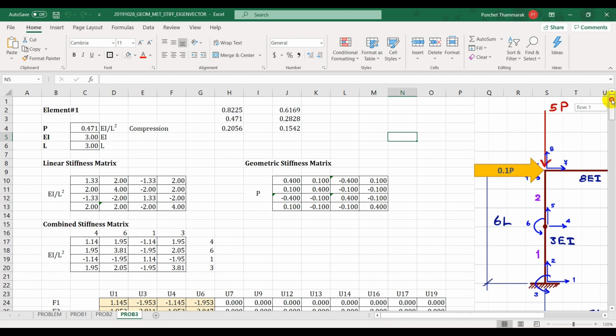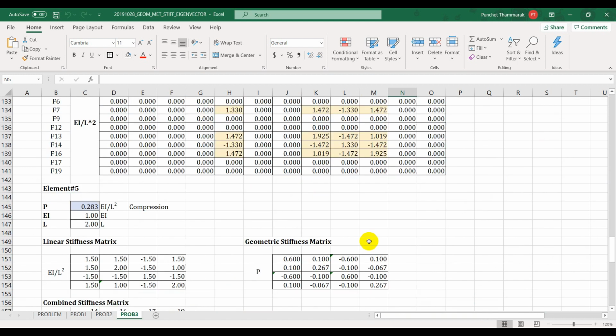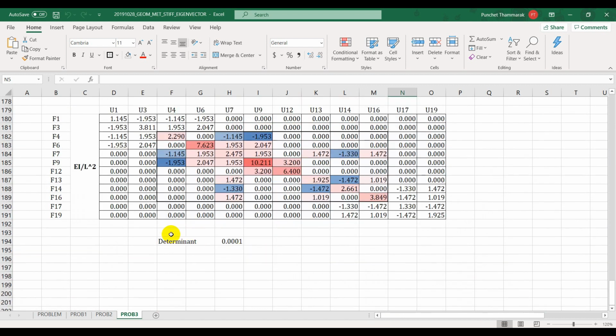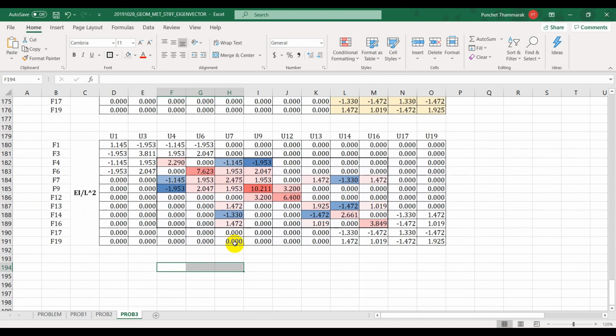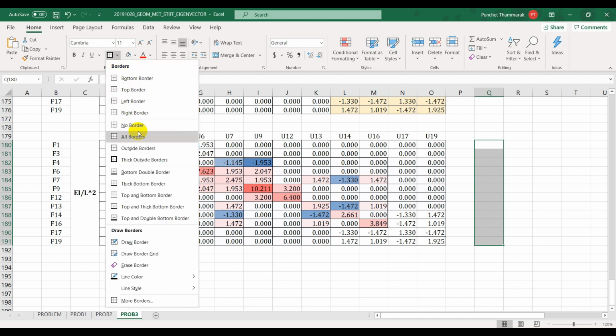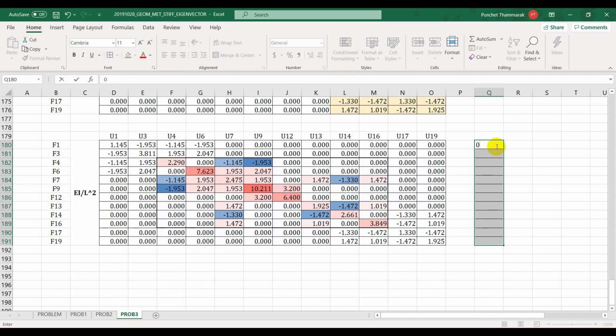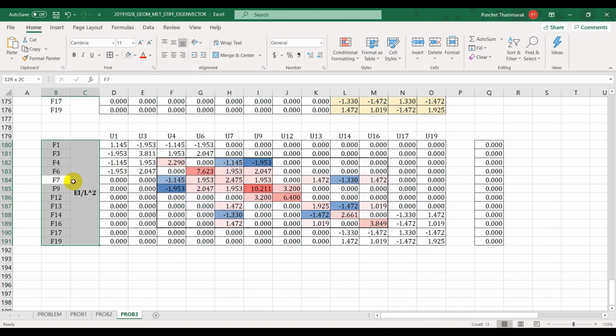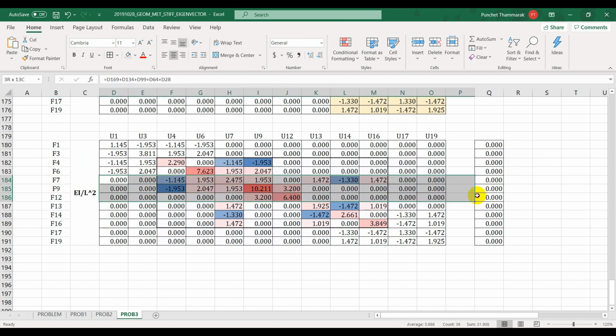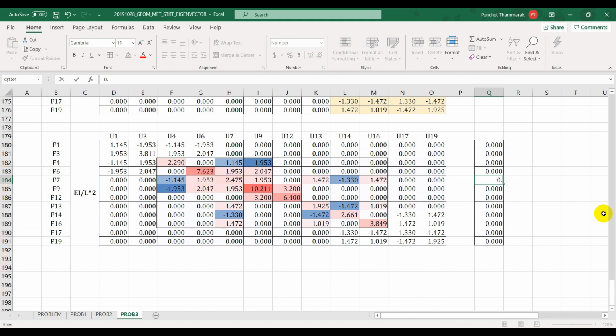Stiffness matrix is there already. This degree of freedom is number 7. I don't care about determinant anymore. So basically I set up the force vector, and our force vector has nothing but the DOF number 7, which is this line here. And the magnitude of this is 0.1.